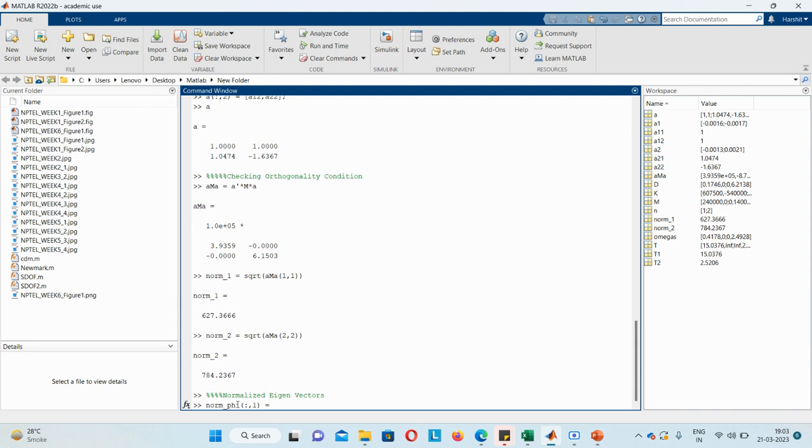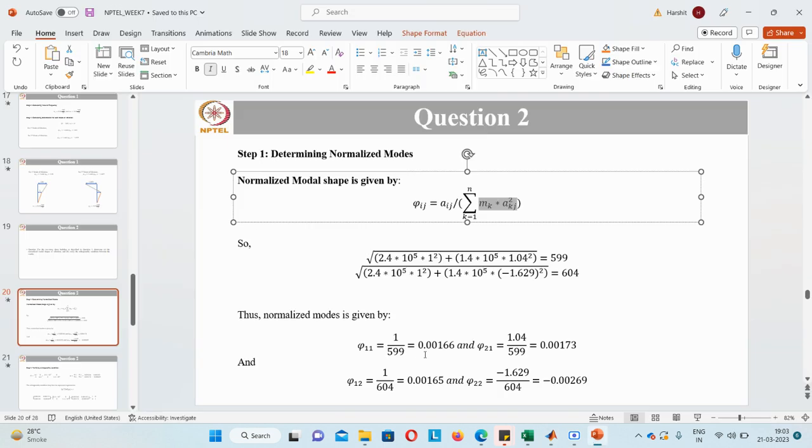Norm 5-1, so this is corresponding to the first natural mode of vibration. It is nothing but 1 upon the normalization factor, so norm 1 dot star A star comma 1. So this equation we have seen when we were doing manual calculation.